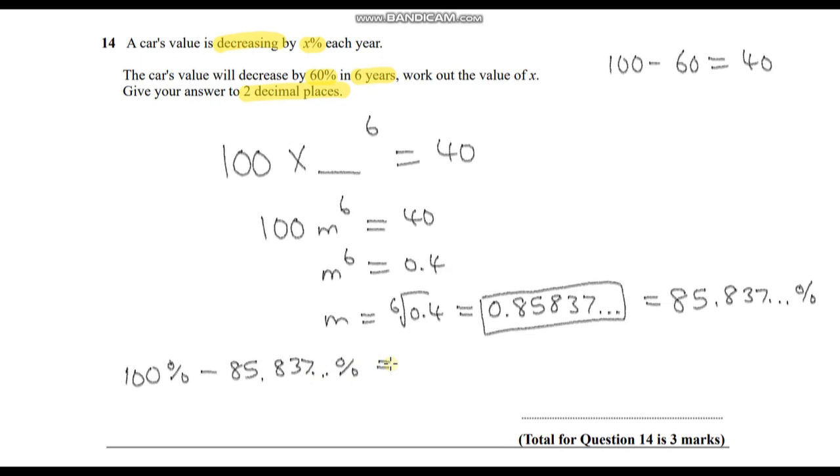So we get 14.1625... percent. So this is our percentage decrease. Now it says, finally, give your answer to 2 decimal places. Well, that is going to be 14.16%. That is our final answer.